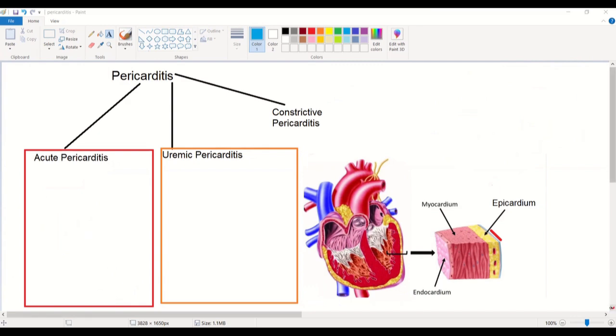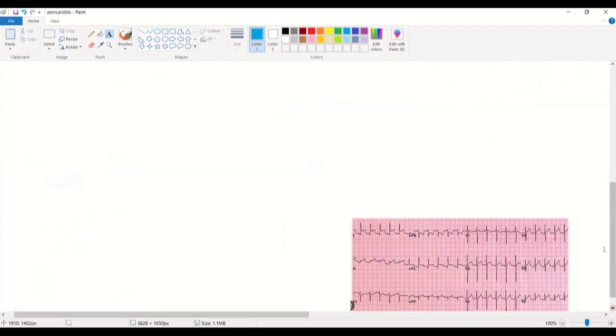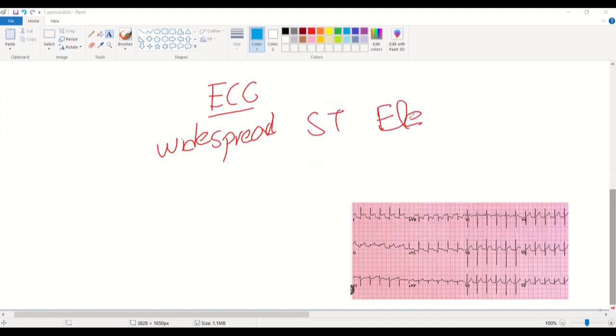Okay, I am going to show you the ECG. This is a typical ECG of acute pericarditis. The ECG changes in acute pericarditis are widespread ST elevation, right? And diffuse PR depression. Widespread or diffuse PR depression.